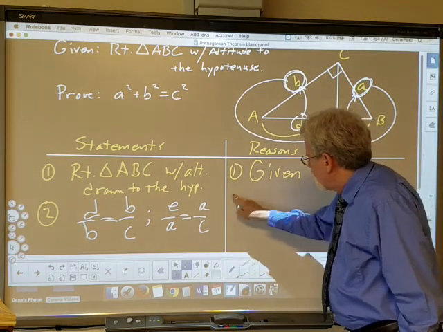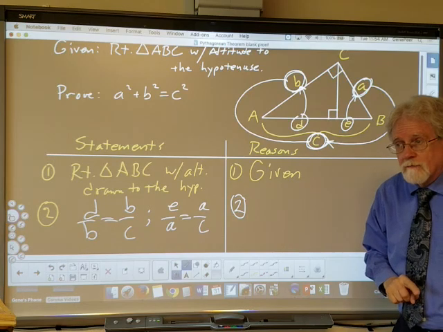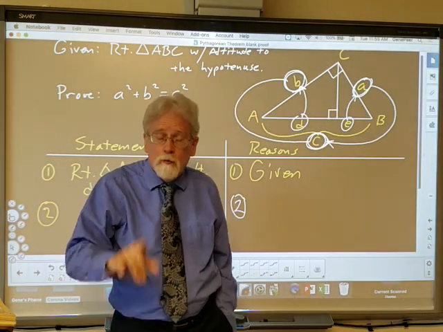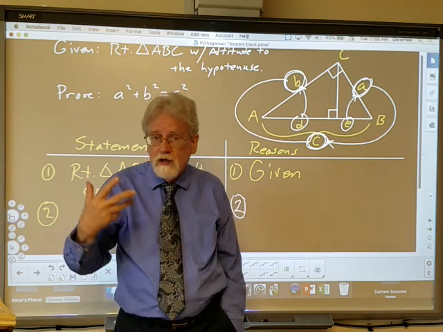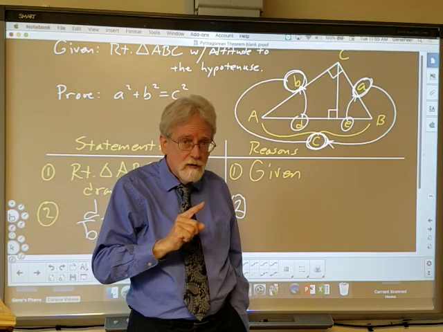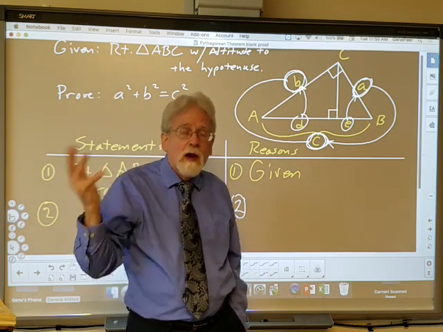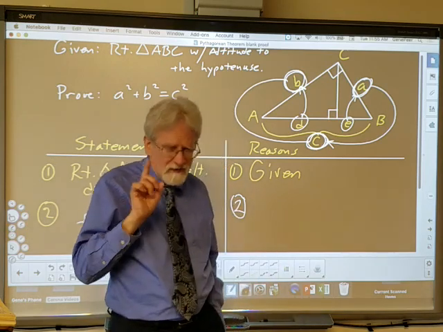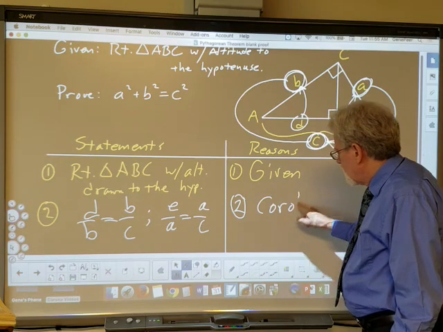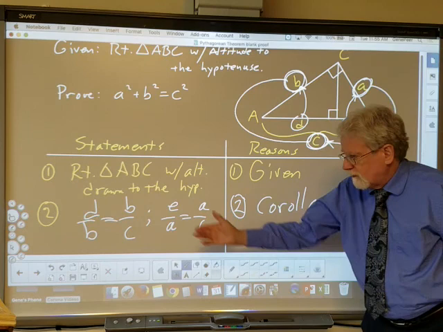And why is that true? What's our reason for this being true? Well, corollary 2. This, by the way, again, is the only time in the entire book when I allow you to mention a theorem or a corollary or a postulate by number. In all of the cases, you have to either use a shortcut name or write out the whole thing. But in this case, I do allow you simply to say corollary 2 is your reason why this must be true.